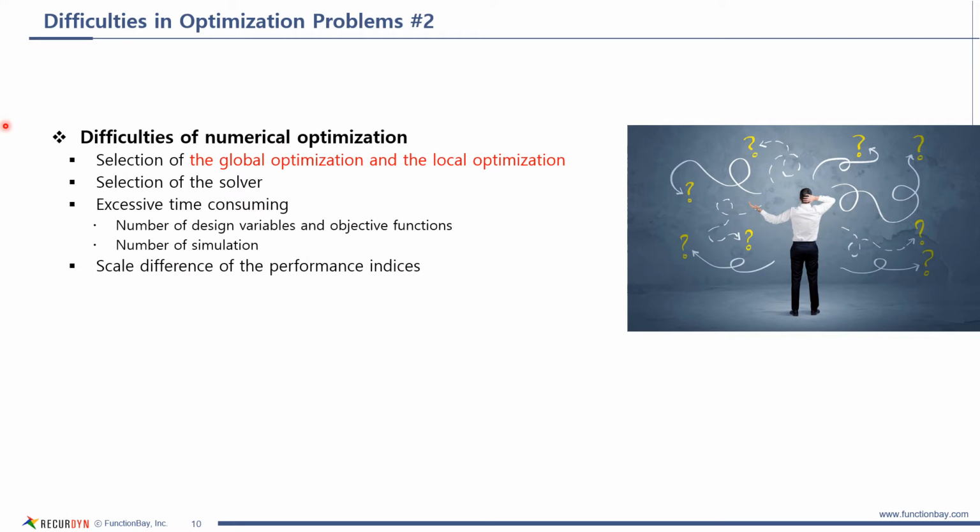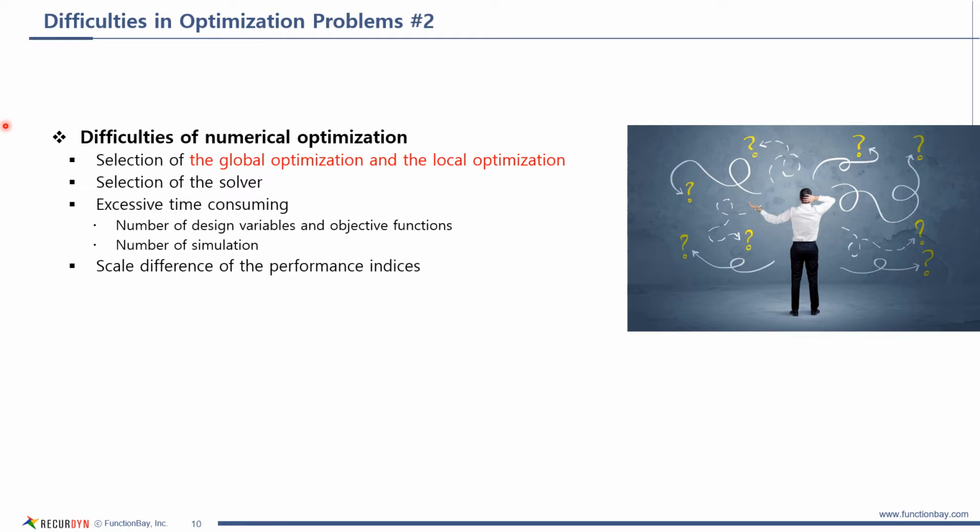Another reason people think optimization is difficult is numerical optimization. There are many kinds of optimization methods and parameters. It is not easy to understand the different optimization options and how to select the appropriate solver. The optimization process inevitably requires iterative simulations. If one simulation takes a long time to run, then running hundreds of iterative simulations can be a large time factor. Also, the different scales of different performance indices can also be a headache with optimization.